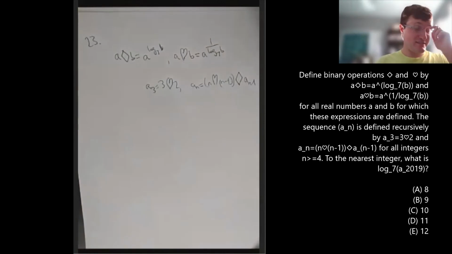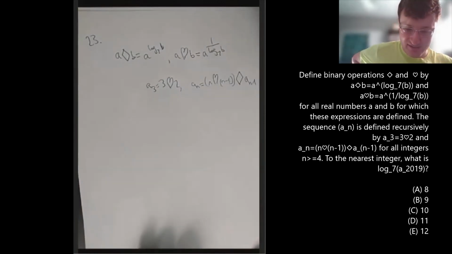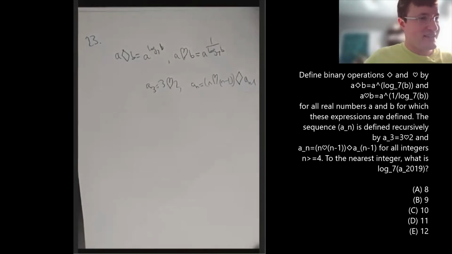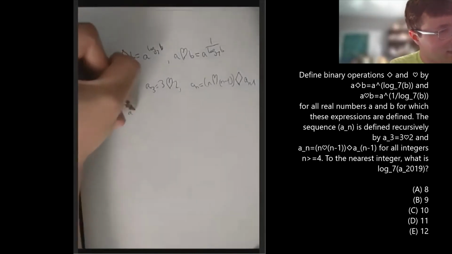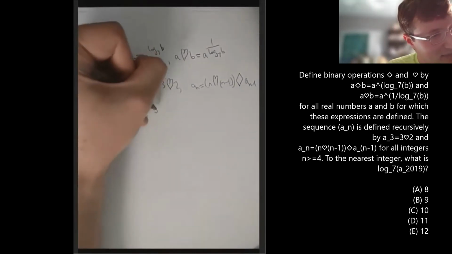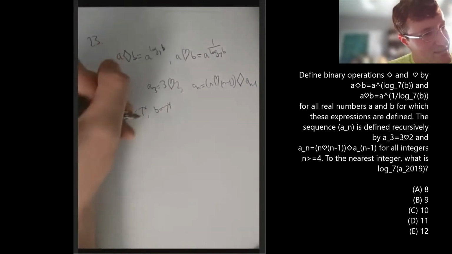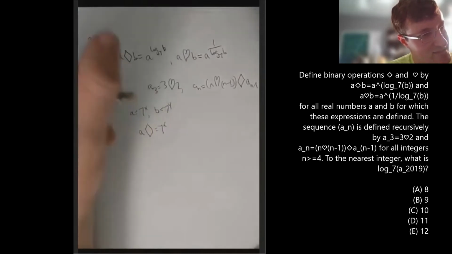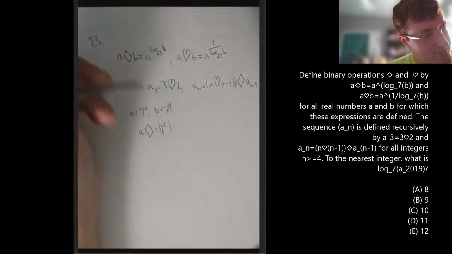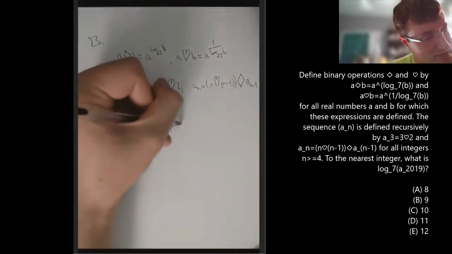Okay, so let me just decipher what all this is saying. So maybe what I should do is write everything as 7 to the power of something. So a is 7 to the x, b is 7 to the y, then a diamond b is 7 to the x to the log base 7 of b, which is y, so it's 7 to the xy.